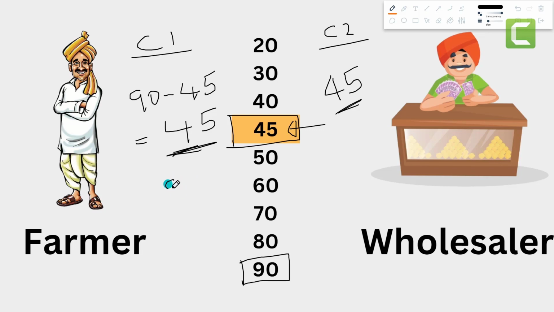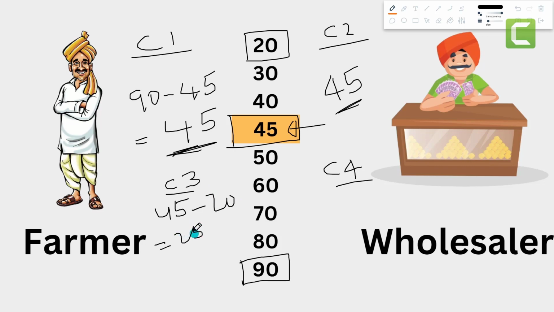Let's go for scenario 3, case 3. Let's say the price moved to 20 rupees. So how much is the gain for the farmer? He sold at 45 but the price is at 20, so he almost gained 25 rupees. In the similar case, the wholesaler lost 25 rupees.